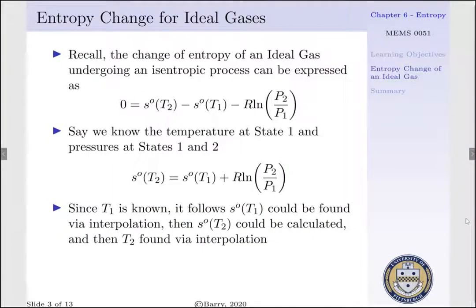Now, recall our change of entropy for an ideal gas undergoing an isentropic process. ds is going to be equal to 0. And we can express this as our standard entropy at state 2 less our standard entropy at state 1 minus R times the natural log of P2 per P1.